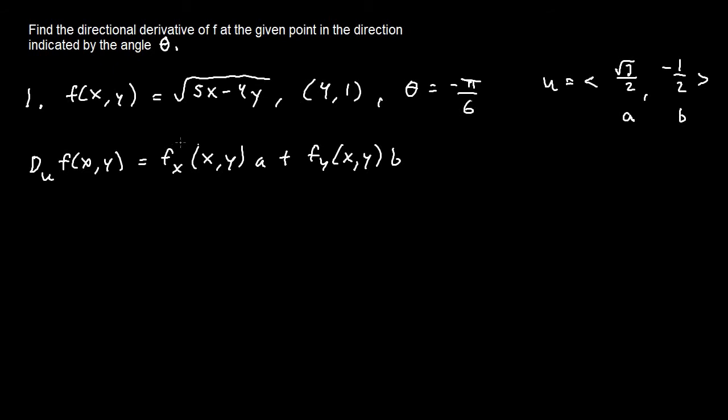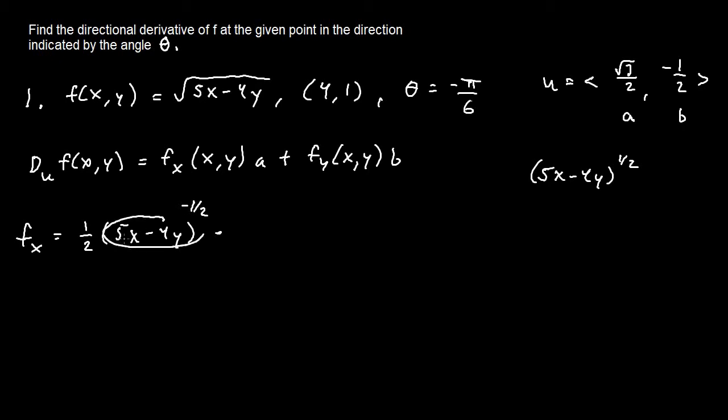So now let's go ahead and find f sub x. So f sub x, or in other words, the partial derivative of the function with respect to x, is going to be equal to, now x is going to be the variable, y is going to be the constant. So I can rewrite the square root of 5x minus 4y as 5x minus 4y to the 1/2 power. So now I can use the chain rule. So we bring the power down when we derive, keep the inside function the same, subtract the power by 1, so 1/2 minus 1 is negative 1/2.